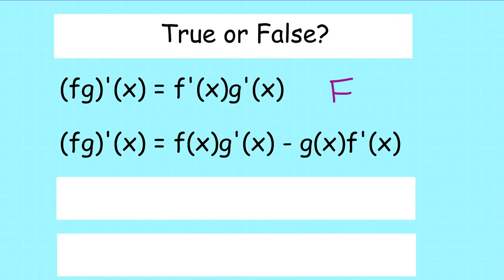Is the derivative of the product the first times the derivative of the second minus the second times the derivative of the first? You're right again. That is false. The problem was the minus. It's supposed to be plus.